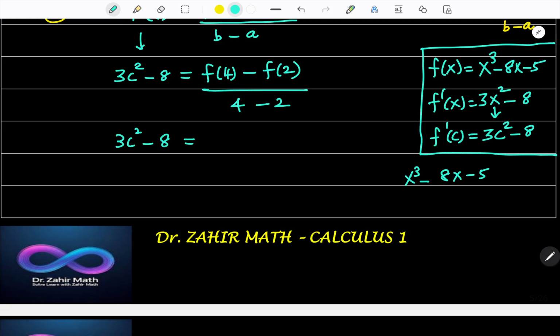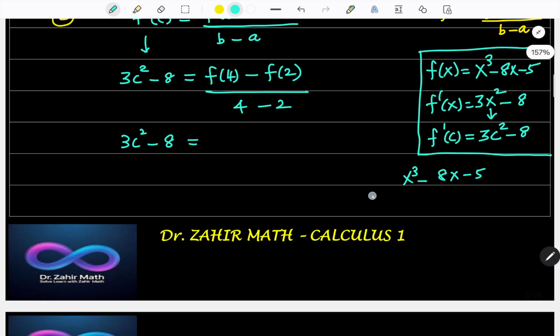alpha x power 3, after that minus 8 alpha x and then minus 5. Okay, right. So now we want to find f of 4. How should you find it? Press the button calculate, calc, press 4. If you press 4, you will get 27.